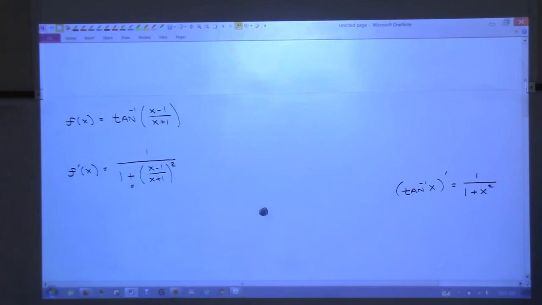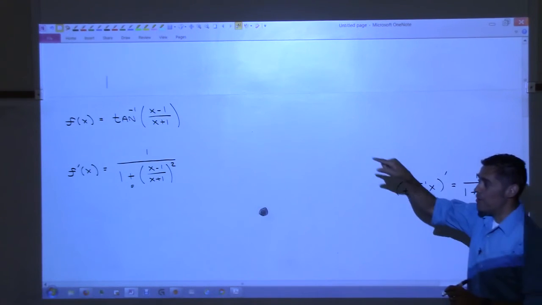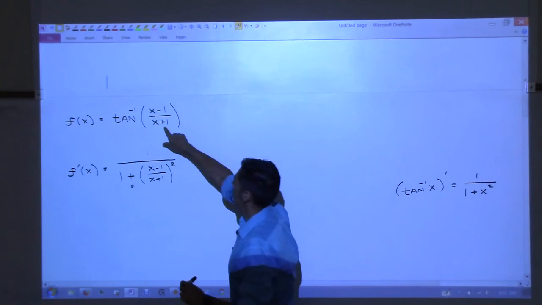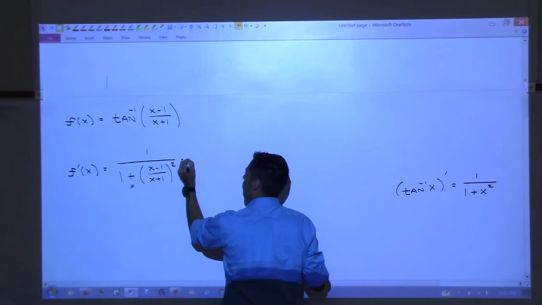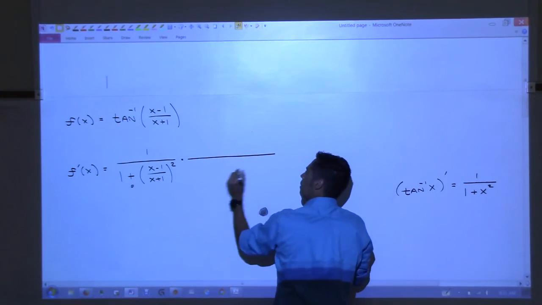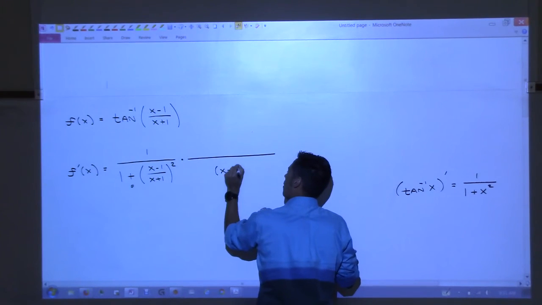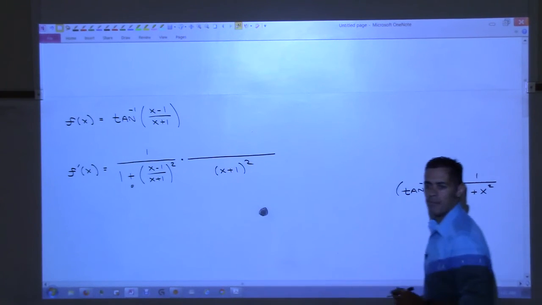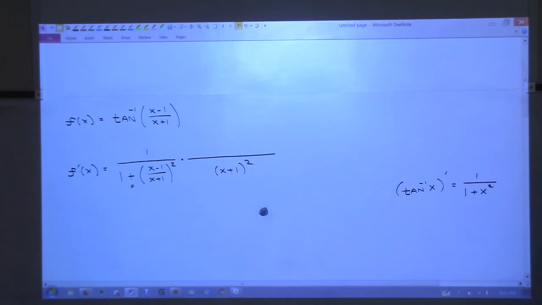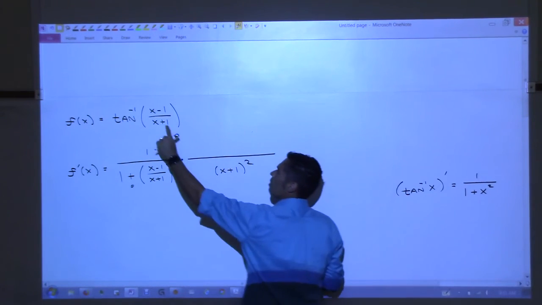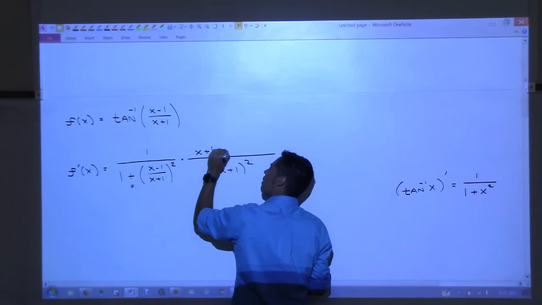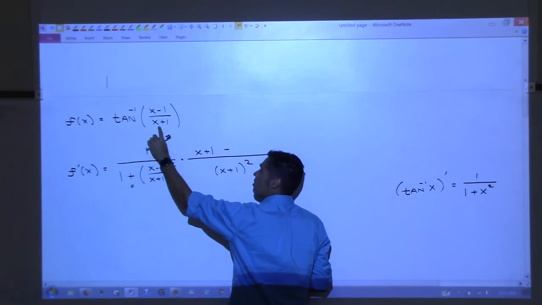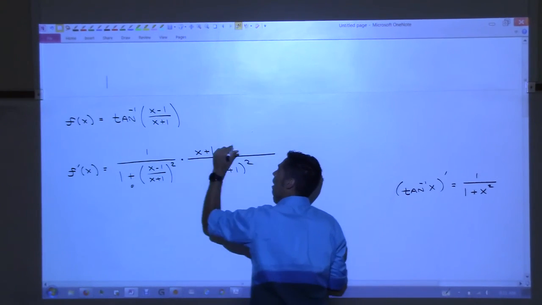Times, chain rule now, right? The derivative of what was in here, which is a quotient rule. So times, now I'm going to do the quotient rule right here. I already know the bottom is x plus 1 squared, right? So I do derivative of the top, which is 1 times the bottom, minus the derivative of the bottom, which is 1 times the top.